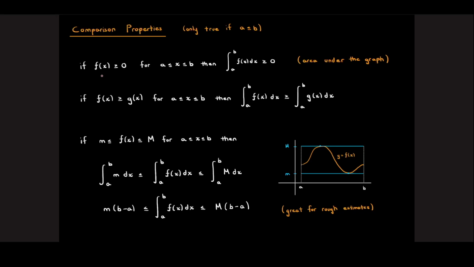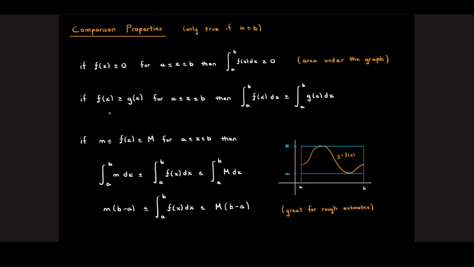The first property says that if f of x is non-negative, that is, that it lies above the x-axis, and you're integrating on the closed interval from a to b, then the value of the definite integral is going to be non-negative. So in this case, it just represents the area under the graph.